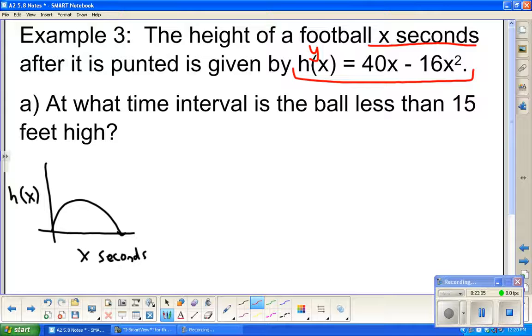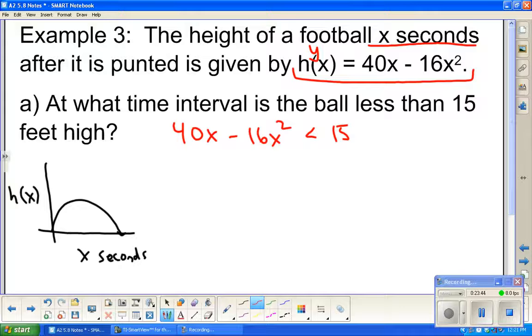So if we plugged in a number for x, like 2 or something, we could figure out how high this thing is at 2 seconds. Okay, or you can plug in anything you want for x, figure out the height of the ball. So we want to know when is the height less than 15. So I'm going to set the equation up, 40x minus 16x squared, and we want this height to be less than 15 feet. And we got to figure out which x values would make that true. Like what number of seconds would make that true.